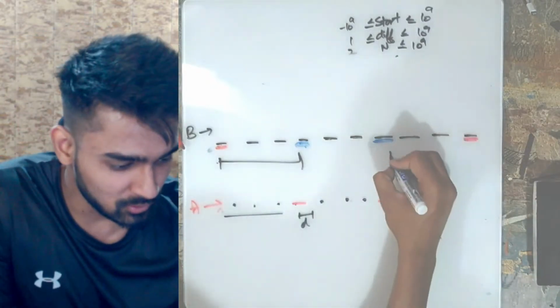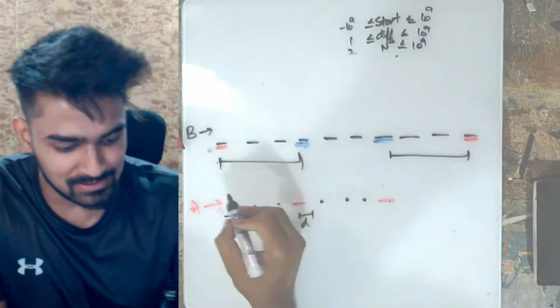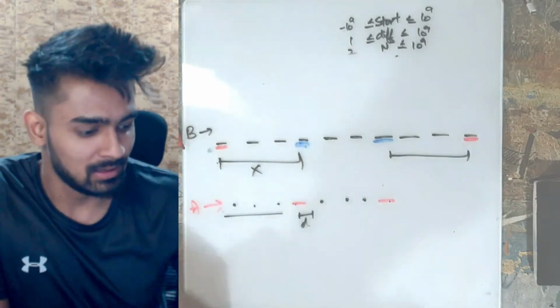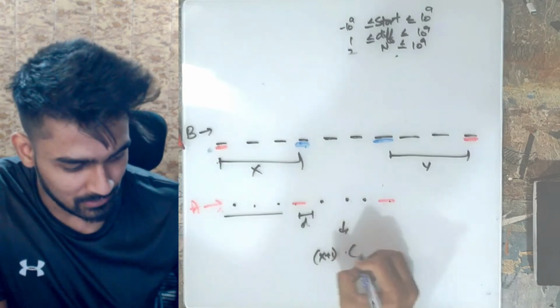Similarly, for the right side also, you need to find this difference and see how many values I can add on the right side. Let's say I was able to add X values here and Y values here. Your answer will be (X plus 1) into (Y plus 1).